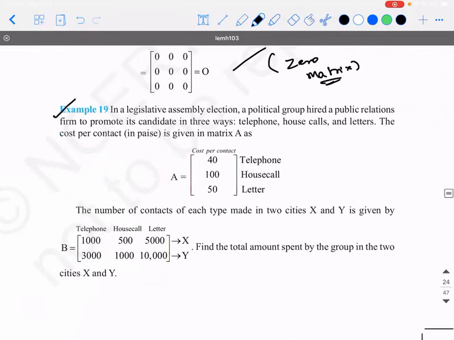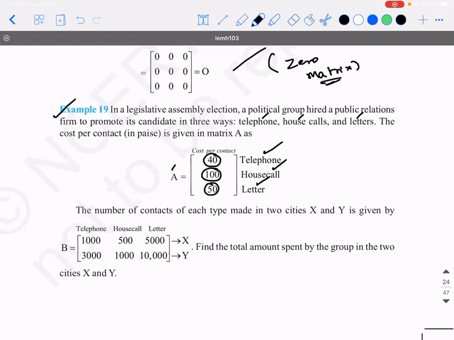Next. In a legislative assembly election, a political group hired a public relations firm to promote its candidate in 3 ways. One is telephone, house calls, and letters. The cost per contact in paise is given in a matrix as A is equal to 40 paise per contact when it is telephone marketing, 100 paise per contact when it is a house call, and 50 paise per contact when it is letter marketing.